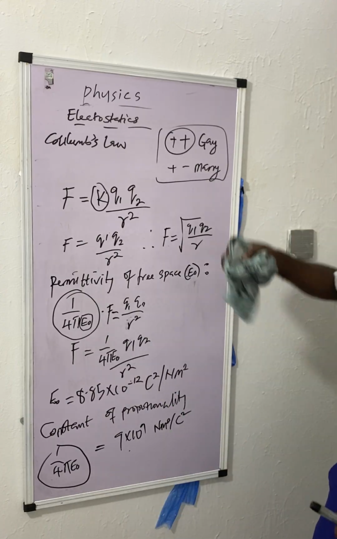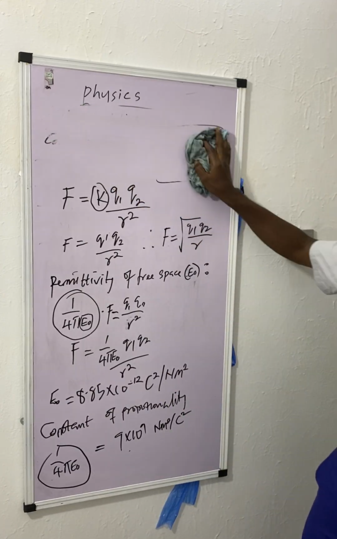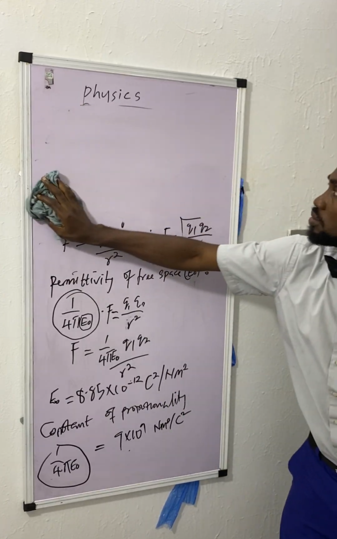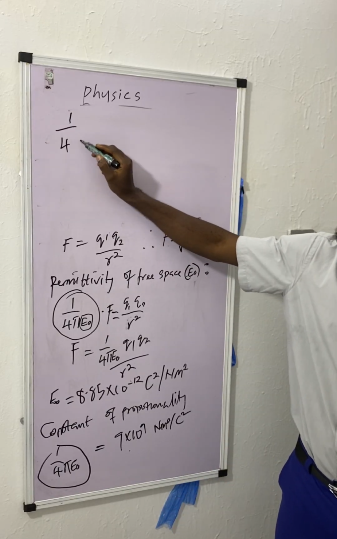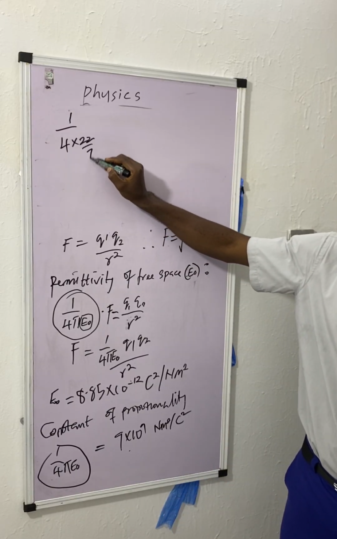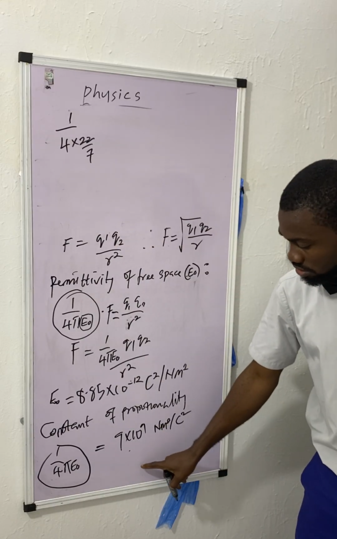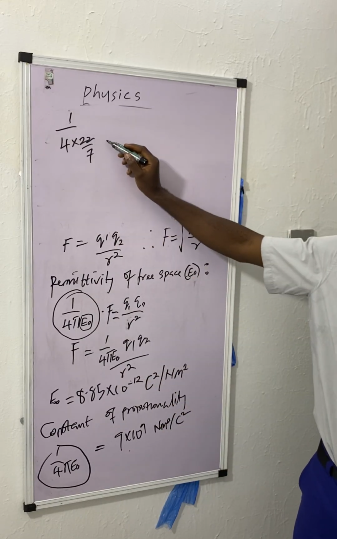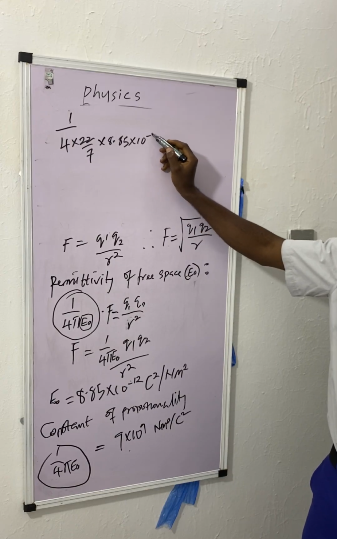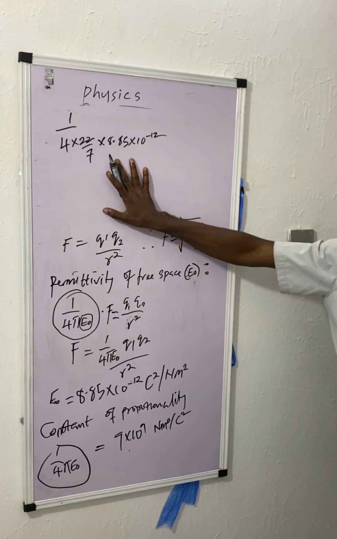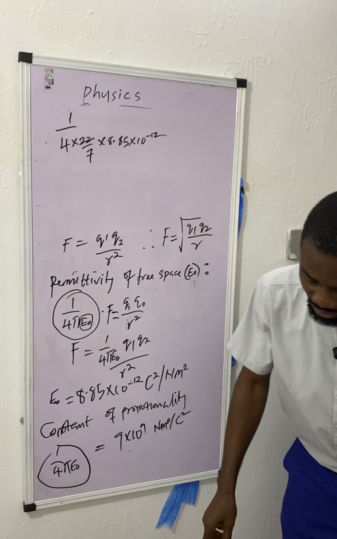So if we are to include that, we are going to have 1 over 4 times pi, which is 22 over 7, times E naught, which is 8.85 times 10 raised to power minus 12. So this is what you are going to have. Okay, so that's that for that. After this, we are doing capacitor.